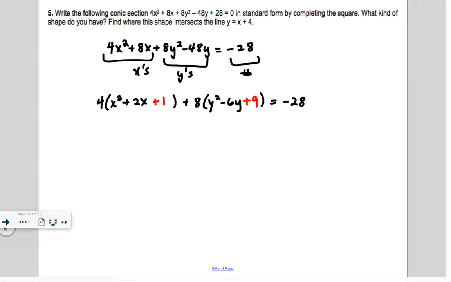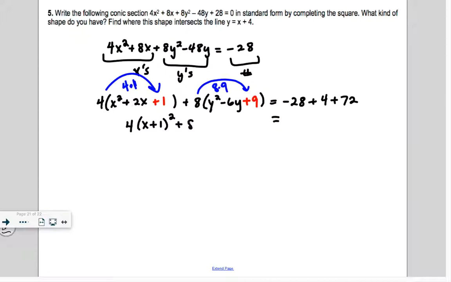So I really actually added something heavier, right? It's like if you have a teeter-totter, this side is really heavy, because we really added 4 times 1, and we really added 8 times 9. Not 4.1, but 4 times 1. So we need to add 4 and 72. So we get 4 times x plus 1 squared plus 8 times y minus 3 squared is equal to what number? 48. Again, so nice of me.